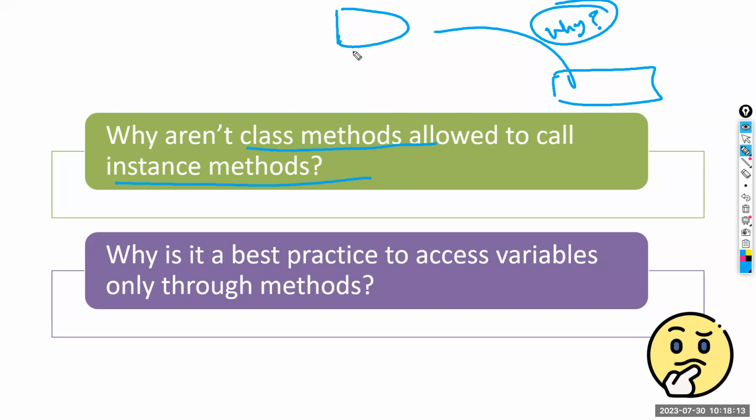Why are class methods not allowed to call instance methods? Why?